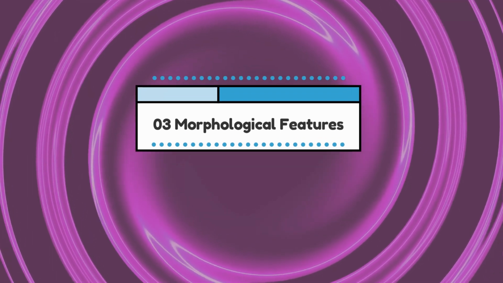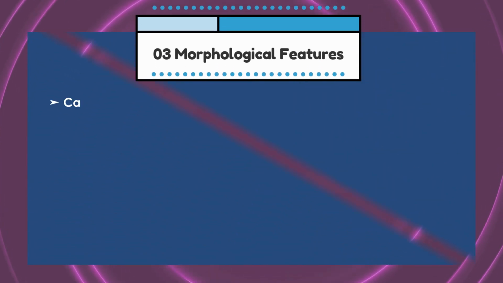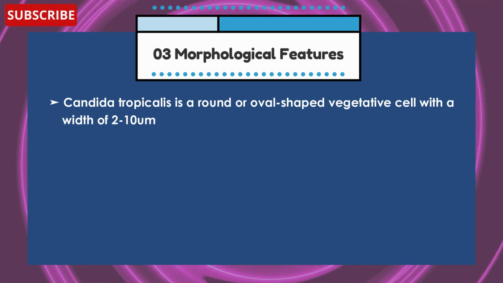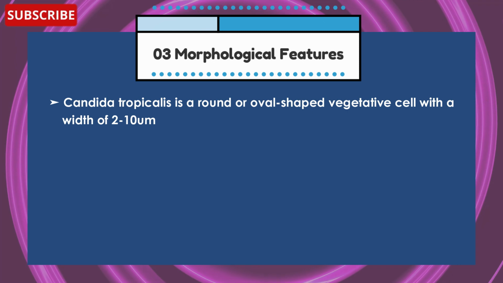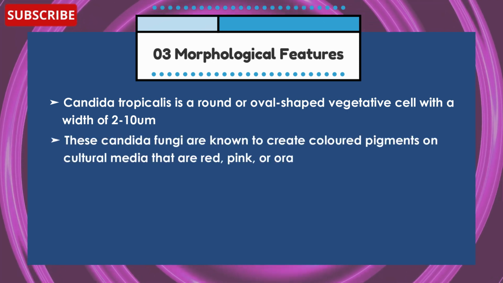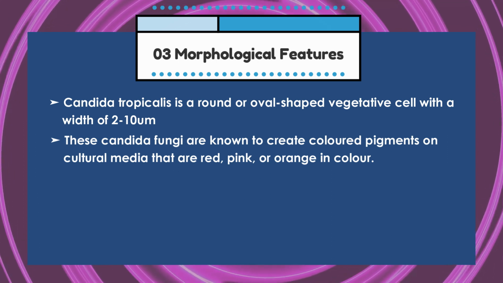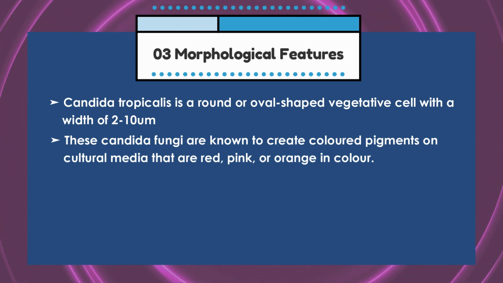Morphological features of Candida tropicalis. Candida tropicalis is a round or oval-shaped vegetative cell with a width of 2 to 10 micrometers. These Candida fungi are known to create colored pigment on cultural media that are red, pink, or orange in color.